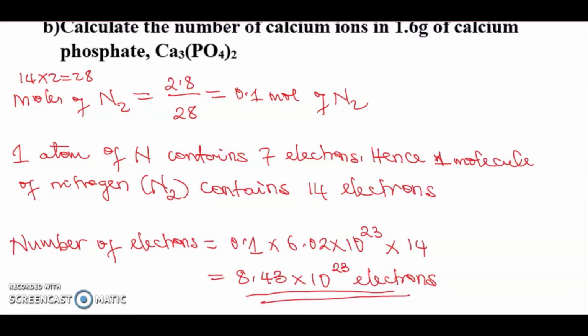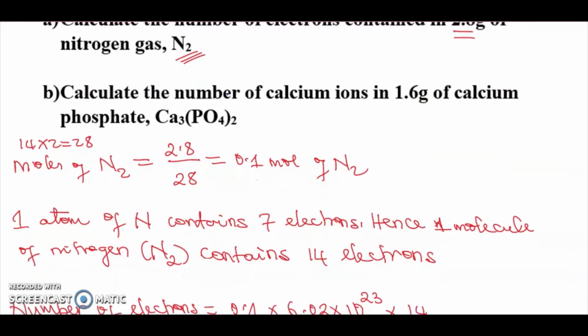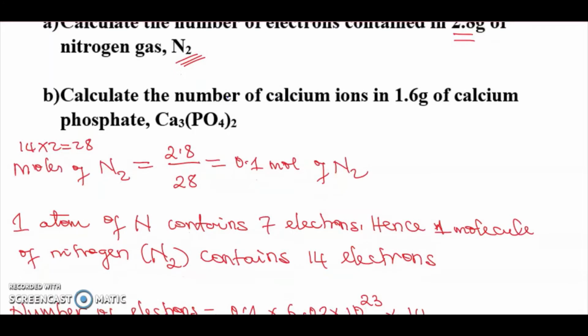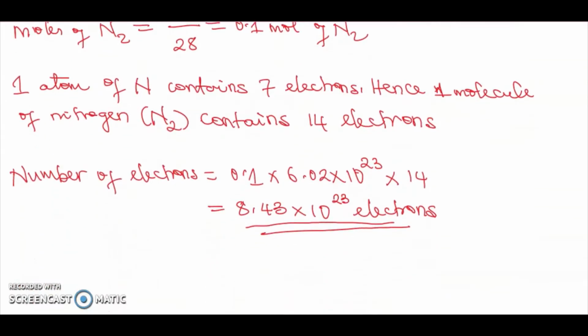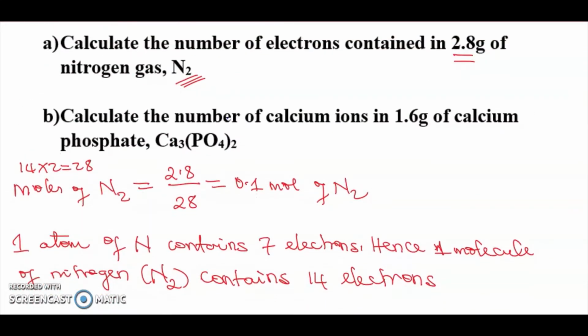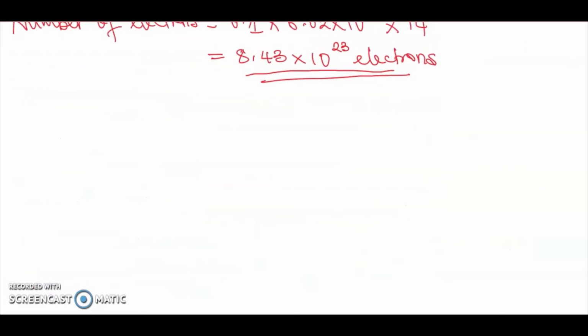Okay, let's look at the second case. Calculate the number of calcium ions in 1.6 grams of calcium phosphate. Okay, so we had done a similar example. Let's see. Now, in this case, we have to first of all calculate the number of moles of calcium ions. From the number of moles of calcium ions, we can now calculate the number of calcium ions. So we've been given the mass of calcium phosphate. How do we do it?